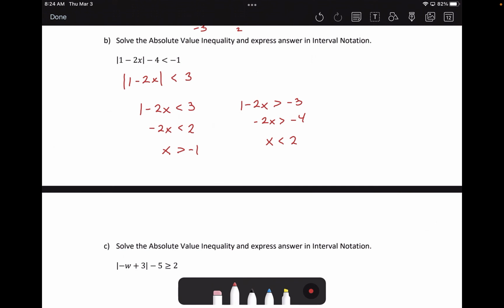Let's sketch the graph. -1 is open, and to the right, x is greater than -1, and 2 is also open, but 2 is pointing to the left because x is less than 2. So we have a compound inequality here. This helps us set up our interval, which is -1 to +2. Parentheses because those are open intervals. We do not have equality.